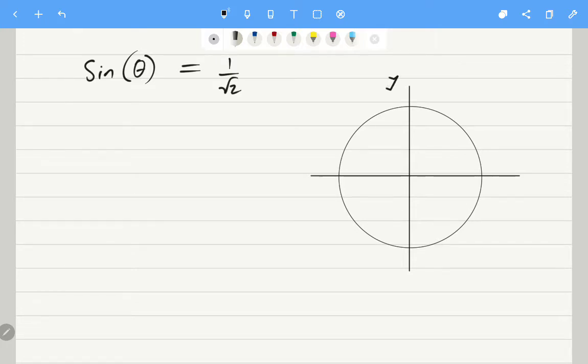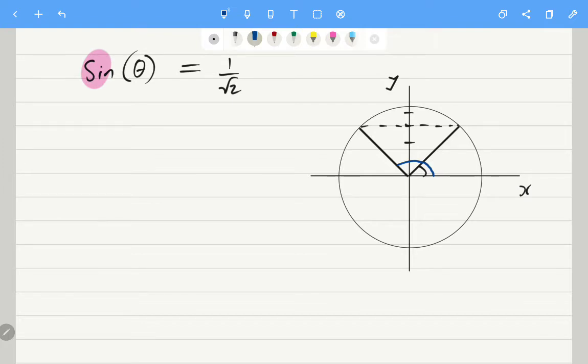Sine is to do with the y-axis, so we're drawing on the y-axis. And it's a positive value, so it's going to be on the positive y-axis. Half's about here. 1 on root 2, root 3 on 2. So we're interested in this one here. And here you can see that there are two solutions, one out here, one out here. So the first angle is this one here, the second angle is this one here.